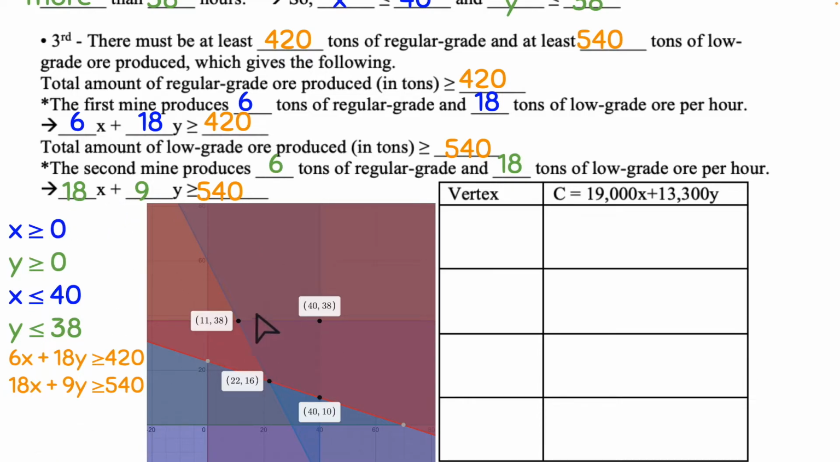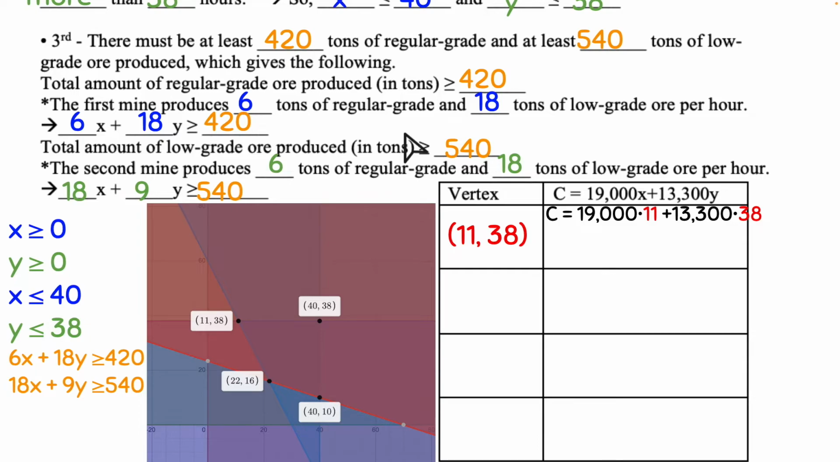So the vertices are (11, 38), (22, 16), (40, 10), and (40, 38). So what I want to do is go through and plug each vertex into that objective function we wrote at the beginning to see which one is going to be our minimum. We're looking for a minimum, and I have to do each vertex. I can't just do one and stop.